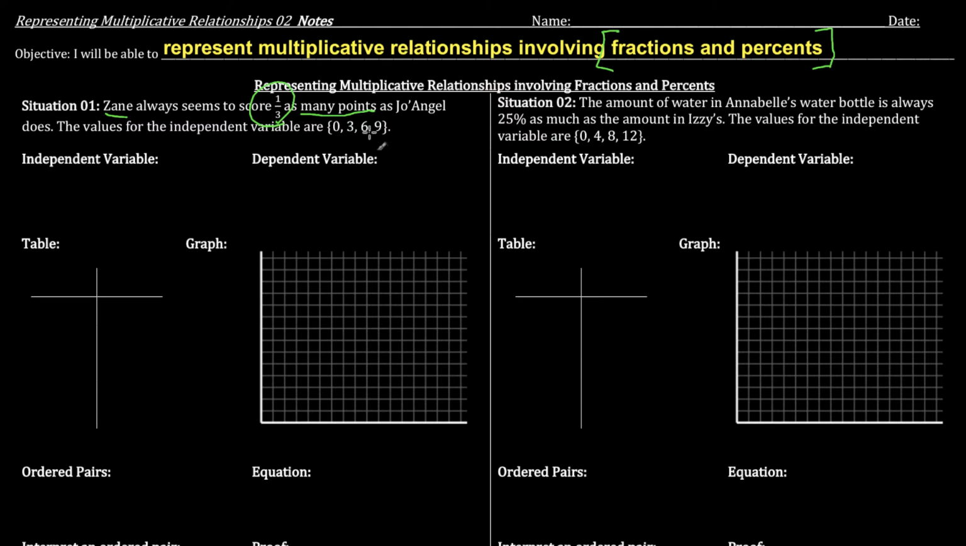So once again, we think about what we are talking about. What things can change in here? Zane always seems to score 1/3 as many points as Joe Angel does. So we're talking about the number of points for Zane and the number of points for Joe Angel. I'm going to make this like I did in the other lesson.